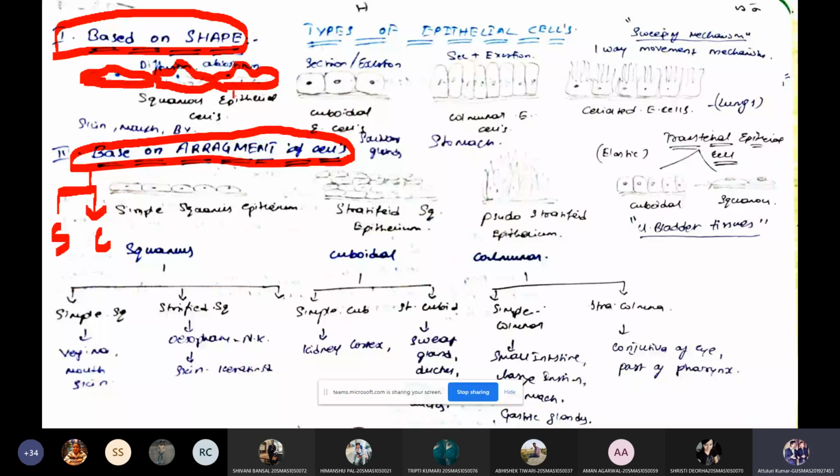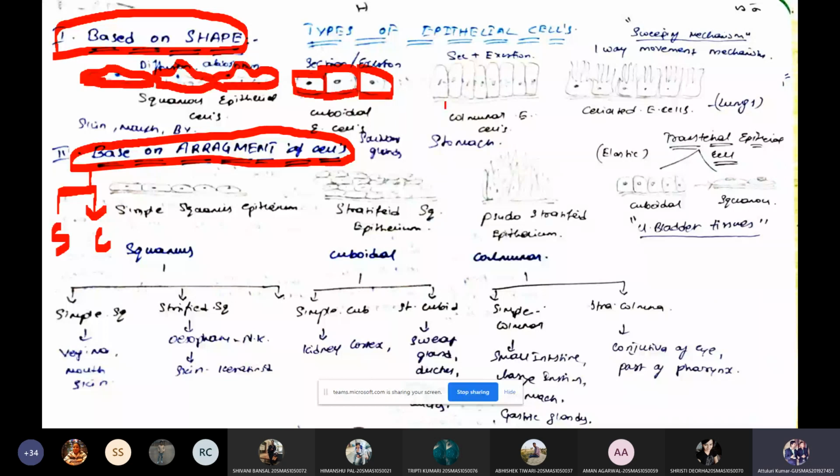Then we have the second type of epithelial cells, which are called cuboidal cells. They look like a cube. That is why they are called cuboidal cells. What is the function of cuboidal cells? The major function of cuboidal cells is secretion. They will secrete certain fluids, such as saliva, such as sweat from the skin. All these secretions are made by cuboidal cells. So secretion and excretion is mediated by cuboidal cells.